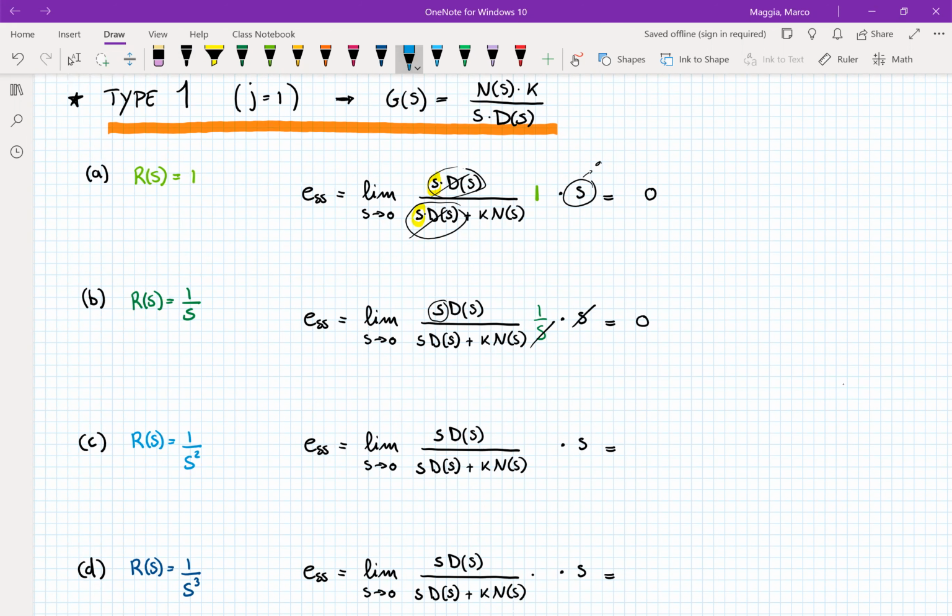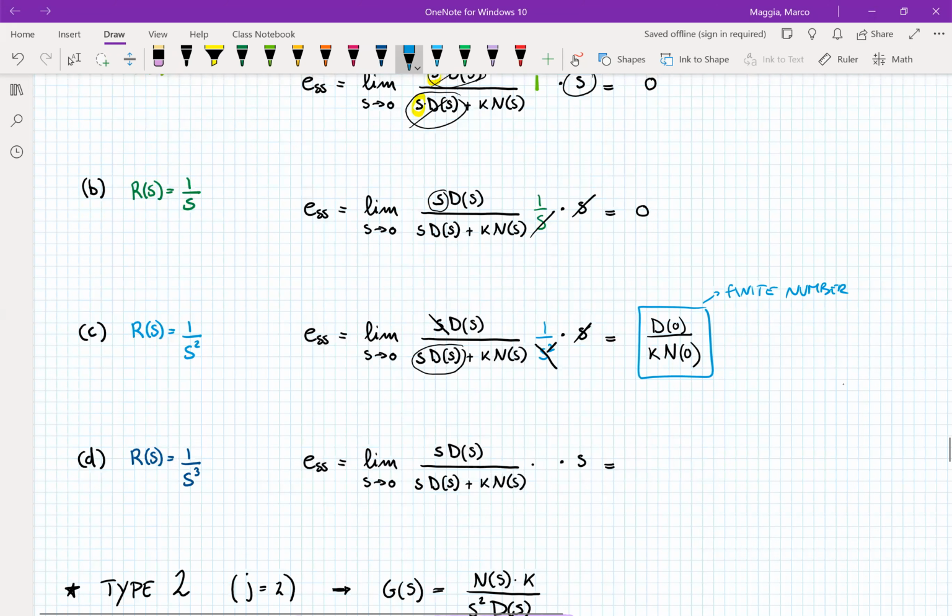What if we upgrade to a ramp? Well, if you caught the logic now, we would expect something finite. Let's see if this is indeed the case. Now, this square cancels with this s, and now the remaining s cancels with this. This term is driven to 0, so we indeed have a constant value that is equal to d evaluated at 0 over k times n evaluated at 0. And this is a finite number once again.